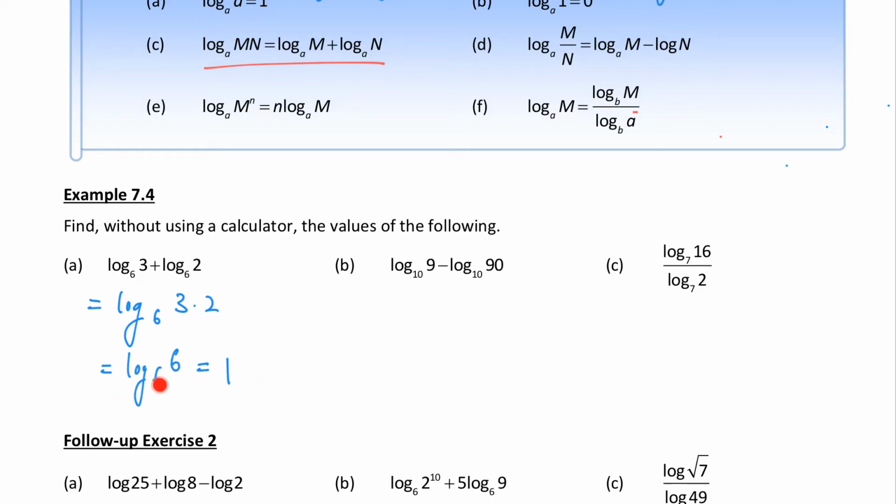Maybe you can use property A to find the answer, or if you remember the meaning, log 6 with base 6 means I want to know the power such that 6 to the power of that number is equal to 6. So the answer is 1, obvious.